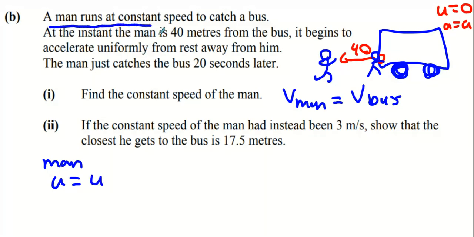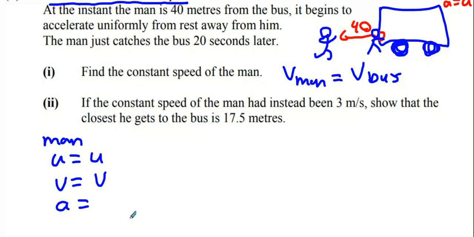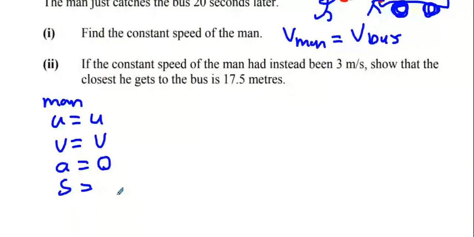His v value, let's call it v. His a value is 0. His s value, for argument's sake, we'll call x. And his t value is 20 seconds, right?